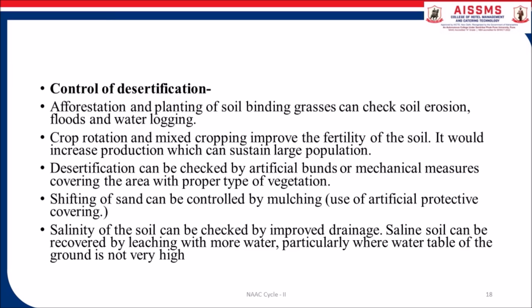Shifting of sand can be controlled by mulching, which is the use of artificial protective covering. Salinity of soil can be checked by improved drainage. Saline soil can be recovered by leaching with more water, particularly when the water table of the ground is not very high. Conservation of land resources.